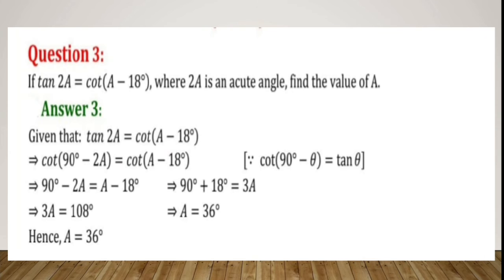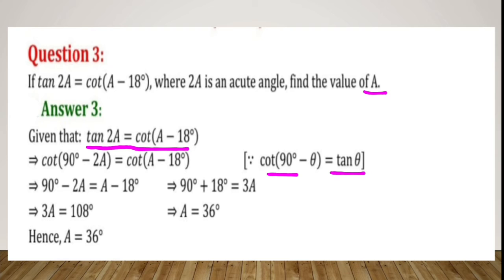Now next question, question number 3. If tan 2a is equal to cot(a minus 18 degree), where 2a is the acute angle, find the value of a. This question is very simple. This is given, you have to find the value of a. So I told you that cot is the complementary ratio of tan.